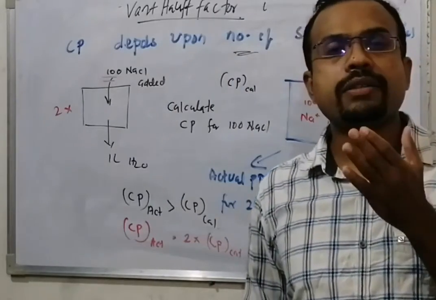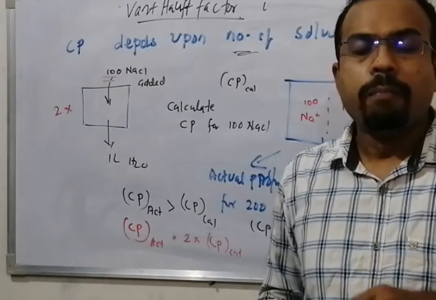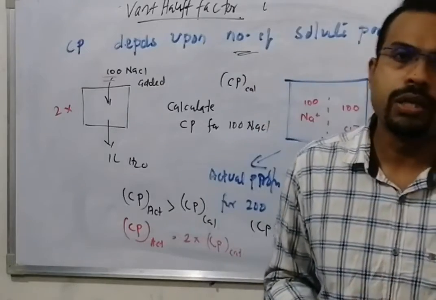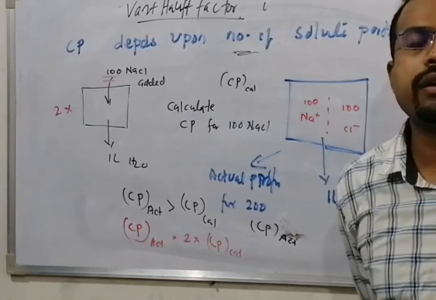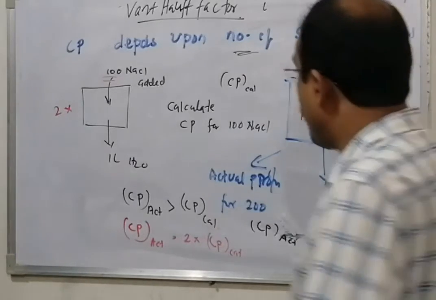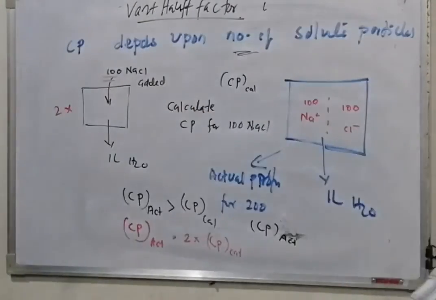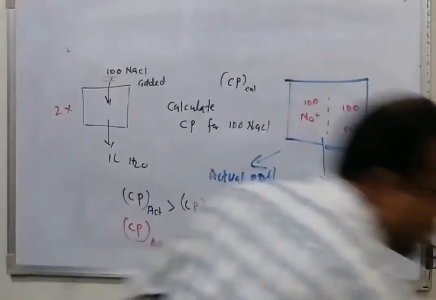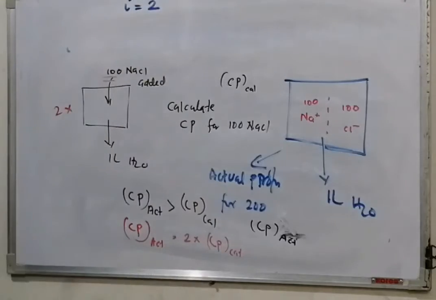Therefore, van't Hoff, the scientist, suggested that before doing any calculation of colligative properties, you have to take care what is the van't Hoff factor. The van't Hoff factor of this sodium chloride is now 2. Van't Hoff factor of this sodium chloride is 2.